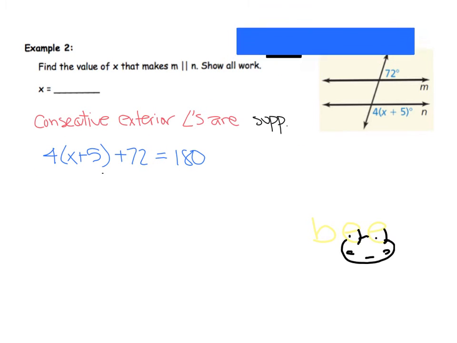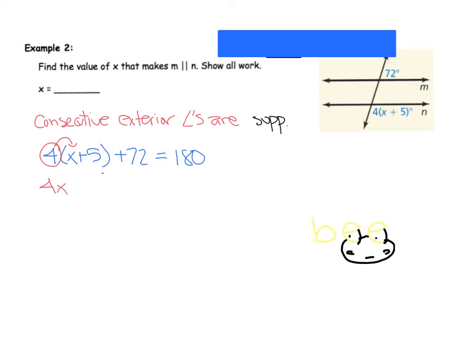So when we write our problem, we have 4 times x plus 5 plus 72 equals 180. So we're adding both of these angles together and making it equal to 180. Now notice I have a distribution problem here first. So 4 times x, 4x, 4 times 5, positive 20. Bring down the plus 72 equals 180. I can combine like terms from the get-go.